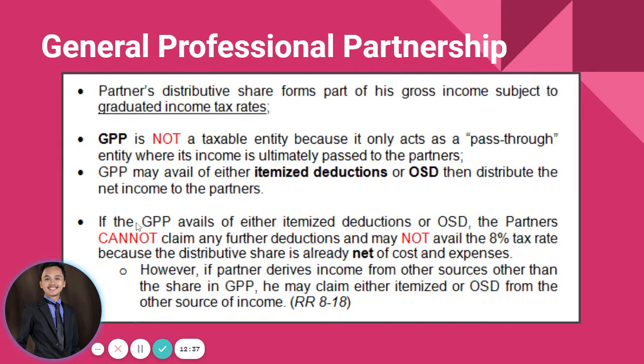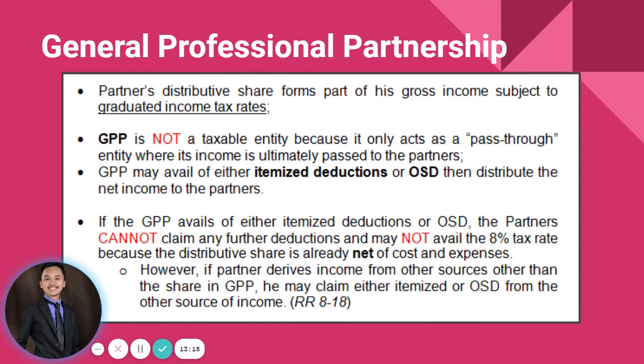However, if the GPP avails of either itemized deduction or OSD, the partners cannot claim any further deductions and may not avail of the 8% tax because the distributive share is already net of cost and expenses, as mentioned earlier. However, again, if the partner derives any income from other sources other than the share in the GPP, he may still claim either itemized or optional standard deduction from other sources of income.